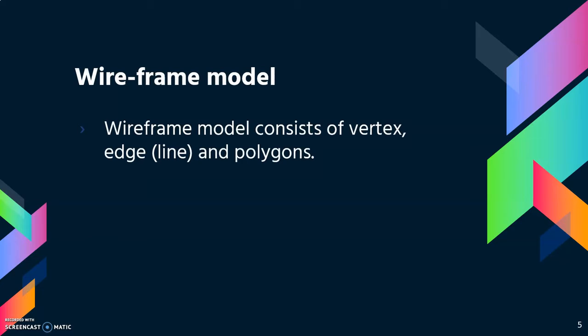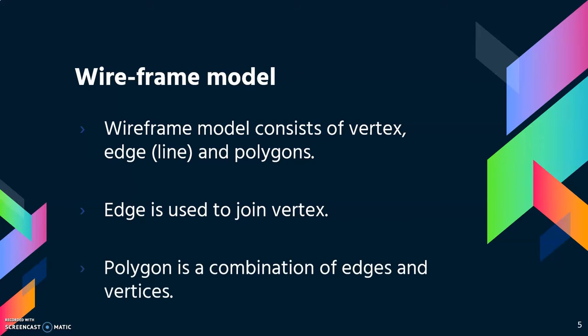So let's see what is a wireframe model. This model consists of vertex, edges and polygons. Edges means lines. So edges are used to join vertex. We usually know that edges are used to join vertex. Then polygon is a combination of edges and vertices. Okay. So the edges can be straight or curved. This model is used to define computer models of parts, especially for computer assisted drafting systems, that is CAD systems.